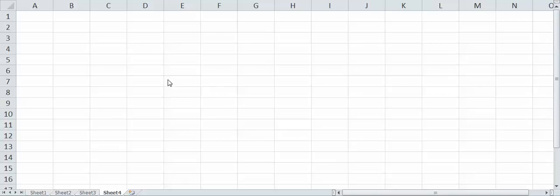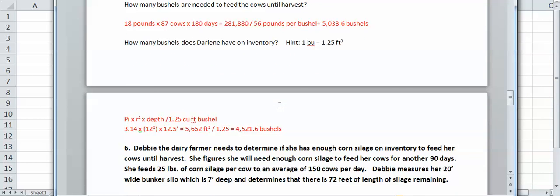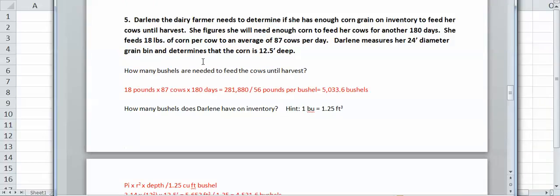Okay, now we're going to go ahead and take a look at problem 5 on the week 2 assignment. I'm going to help you to design a spreadsheet if you wish to solve this problem. Fairly simple problem here in that what we want to do is figure out our feed needs for a dairy farm and then figure out, do we have enough corn to make our feed needs.